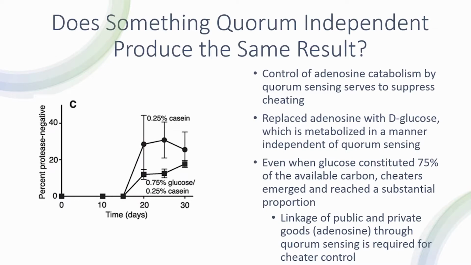And that's why we looked at adenosine, because adenosine is linked to quorum sensing, and it is dependent on that control. And therefore, we see more cheater control with adenosine. So this is just really overall telling us that the way to control social cheating is through something that is quorum dependent.